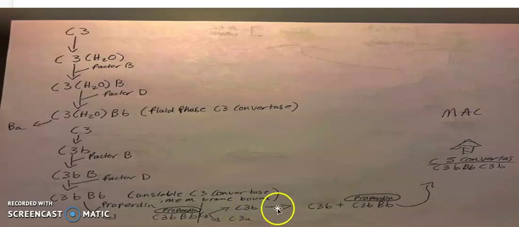Now the C3b, like we were saying in the classical and lectin, is going to be really useful. So this C3b is further going to bind to this previous enzyme that was used to cut C3 and create an enzyme that fits just right in the C5 convertase. And these C5 convertases will then give you your MAC.